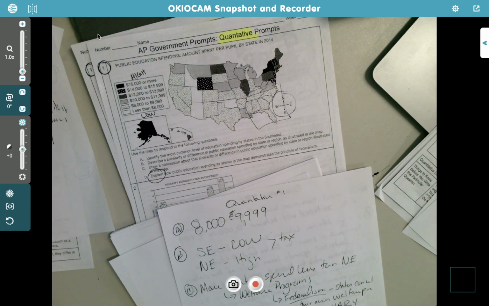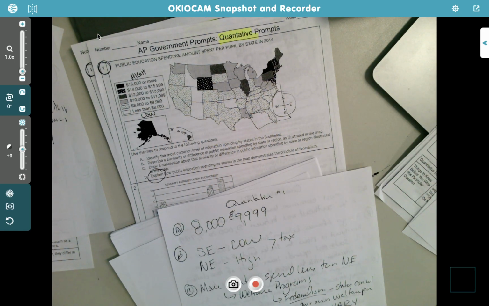McCulloch v. Maryland? Because it creates implied powers. Wait, what court case? McCulloch v. Maryland. Interesting. Implied powers? No, because it gives the federal government more power and the states less.